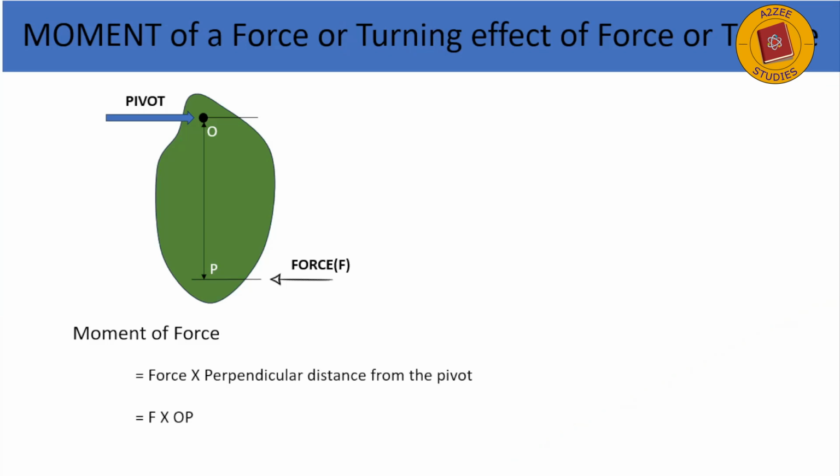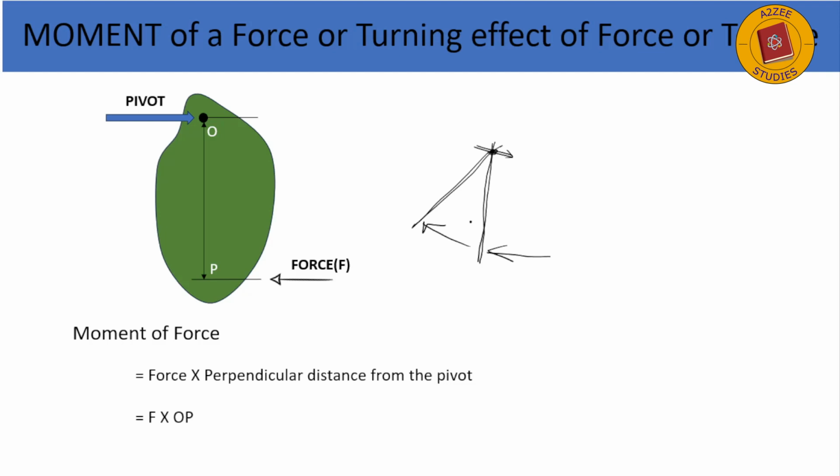Now moment of force. Whenever there is a rotational motion along a fixed pivot. What is a pivot? If we have an object like this and we hang it from this position, we pin it here and we give it a force here, so the body will move like this. There will be a moment of force or turning effect of force on the body, which is also known as torque.